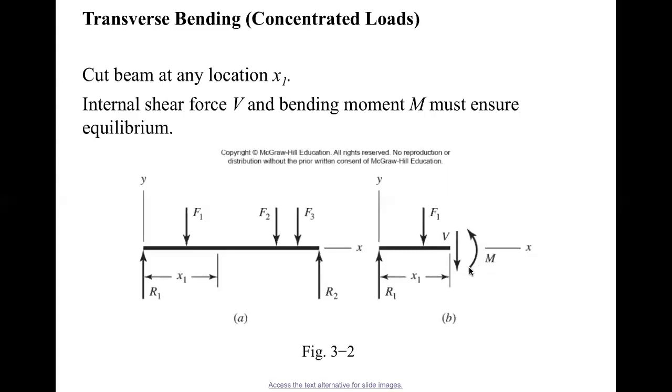This M will be counterclockwise, which is positive, and F1 is going to produce bending moment counterclockwise as well. So F1 times this distance, positive. And then look at R1. R1 is going to produce the bending moment clockwise, which is negative. So minus R1 times X1 equals 0. So we use a moment equation, and you can find the M.